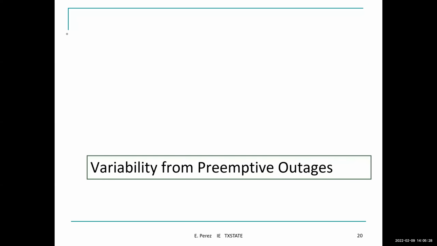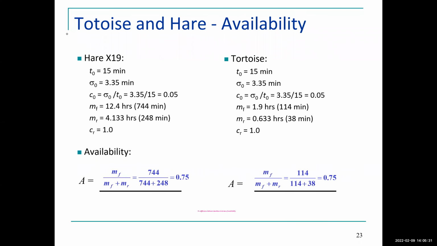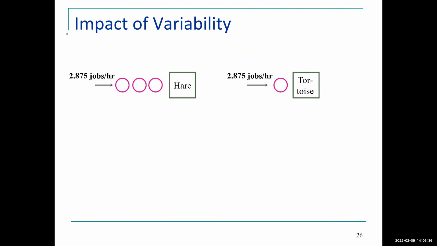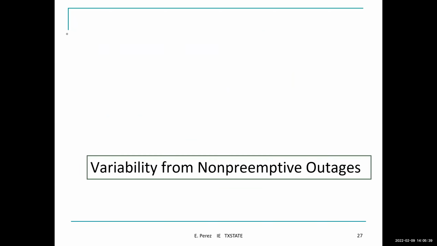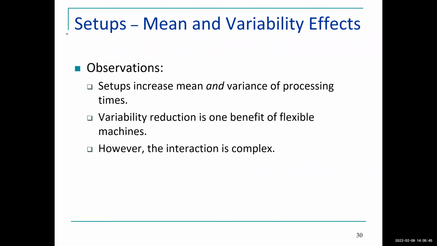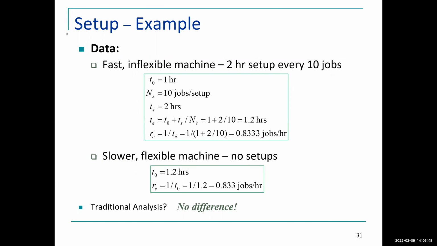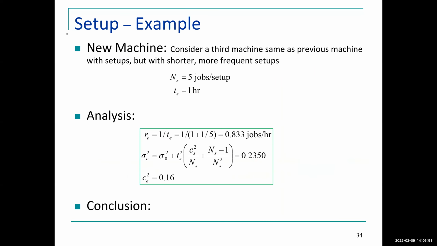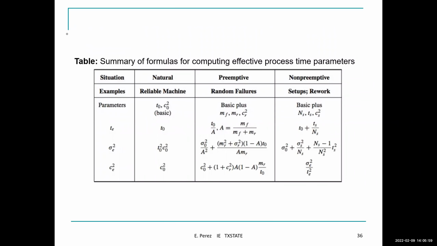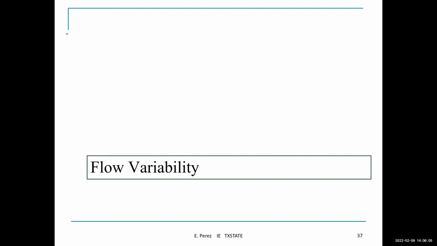And we studied the causes of variability, how to model those. We go through this example between comparison of these two machines. And we also discussed the non-preemptive outages, how we can model those. And we went through this example. And I think after this one, that was the last thing we did. This is the summary of the equations that we studied last time. And then that's where we stop. So today we're gonna start from this point.